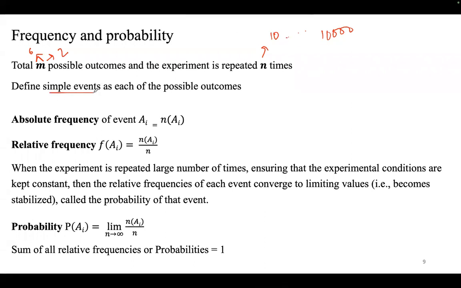Now, let's say you rolled a dice 100 times and you're interested in events A_i. So there were 6 events you're interested in, right? So you have A1, A2, all the way until A6.